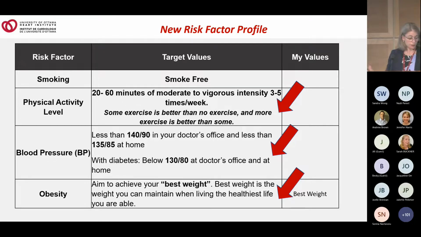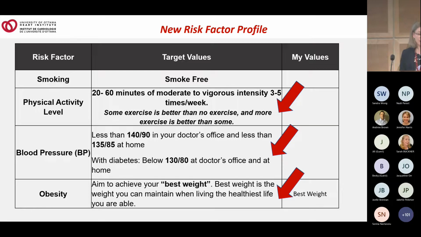Blood pressure also we've made a change to. Again, the new guidelines now favor measurements taken at home. So our wording now includes the difference in thresholds from a home blood pressure. So it's a little bit lower if you're taking it at home, down to 135 on 85. And of course, we have kept the same target for those people with diabetes as previous, which is below 130 on 80, either at the doctor's office or at home.